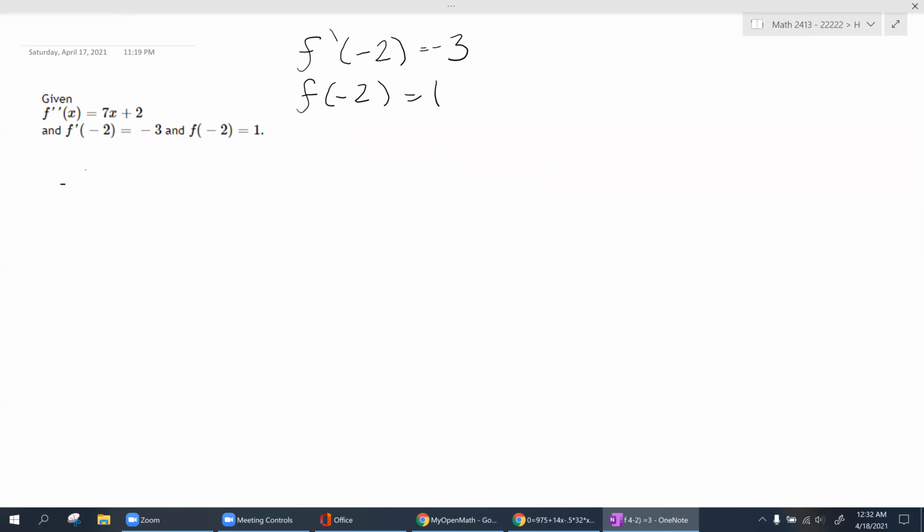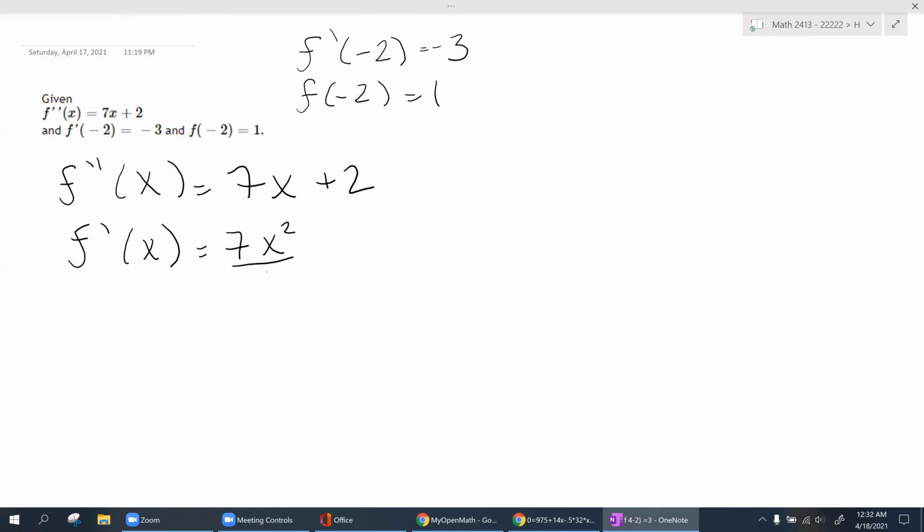All right, so this is my derivative. If I integrate this, this is going to be just the first derivative, meaning I can apply the power rule here. So this is going to be 7x to the 2 over 2 plus 2x plus c. If you need to, go ahead and pause the video to make sure that you fully understand that.